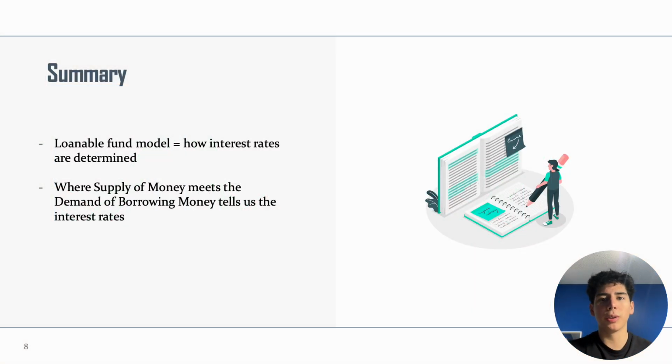To wrap it up, the loanable funds model is a simple way to understand how interest rates are determined. It's based on the idea that the supply of money comes from savings and the demand for money comes from borrowing. The interest rate is determined at the equilibrium point where the supply of loanable funds meets the demand for borrowing.